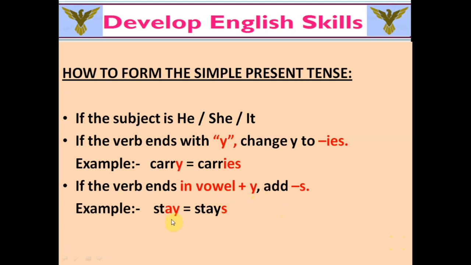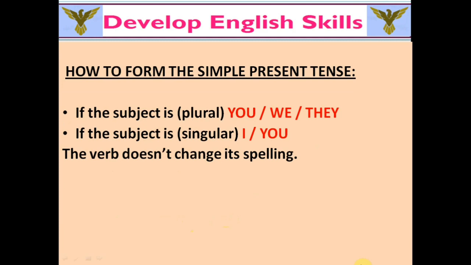Remember, if the verb ends with vowel plus y, like stay, so here a is vowel and y is added with it. So there you have to add s to the verb. So there you will not remove y, because the word ends with y with the vowel.